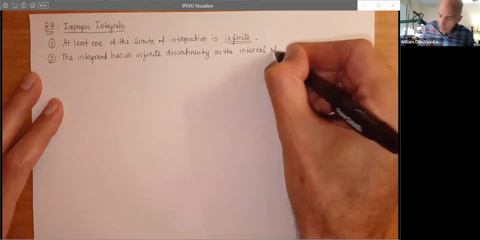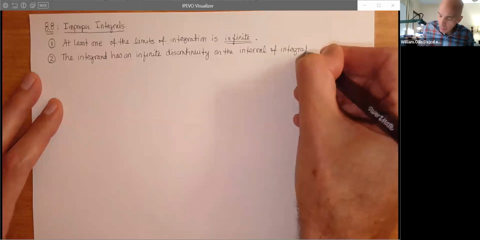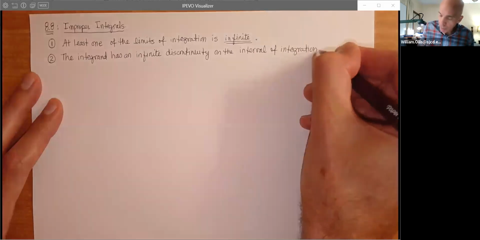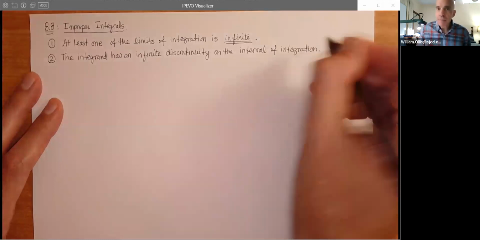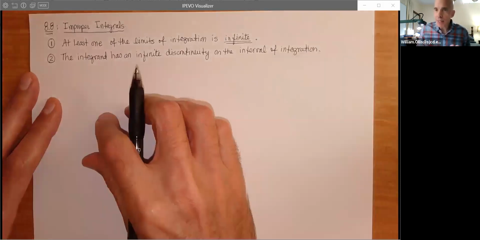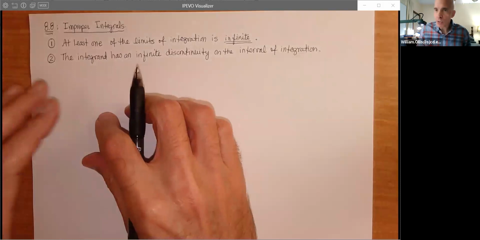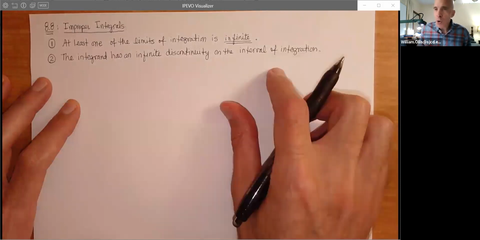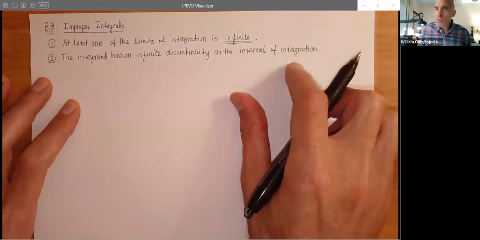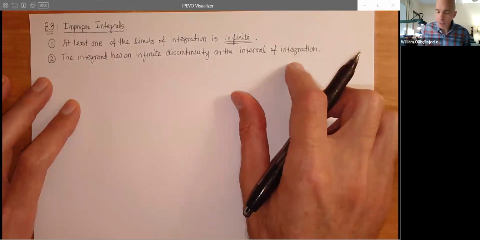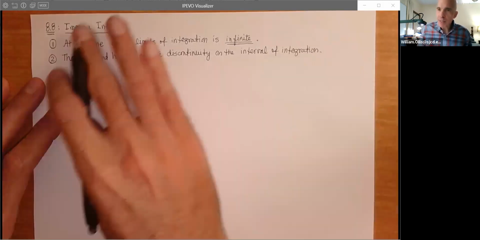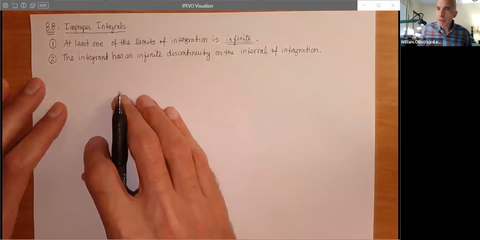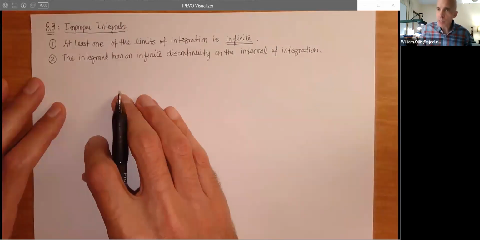Now, we're not going to be unkind. We'll just stick to maybe one infinite discontinuity. We're not getting into topological concerns where you have a countable number of discontinuities. That's a later course. So for most of the cases we'll have, maybe the infinite discontinuity will be at an endpoint. And so these will be the types of improper integrals that we will discuss.